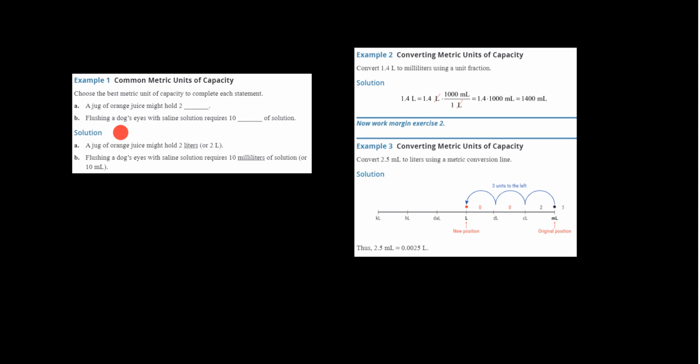So flushing a dog's eye with saline solution requires 10 blank of solution. Well, this is a really silly problem. We don't want to use 10 liters of solution. That's a lot. Obviously, we don't want to use kiloliters. All right, so we're going to be using 10 milliliters of solution. All right, just choosing the best metric unit. Now, of course, if you put the wrong answer on the homework, you'll get it wrong. But I guess it's just a common sense check.